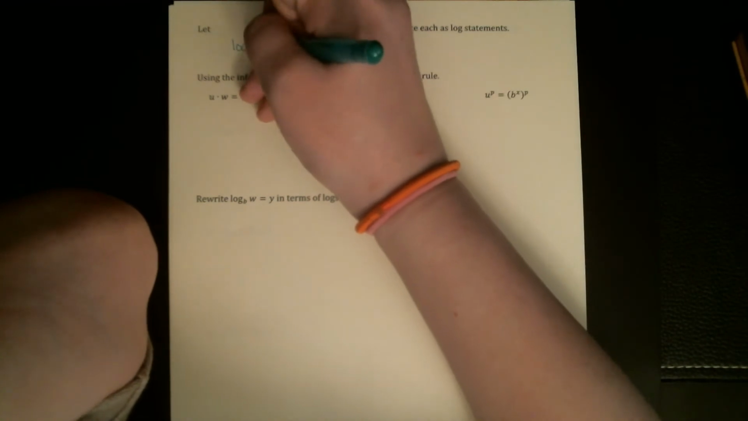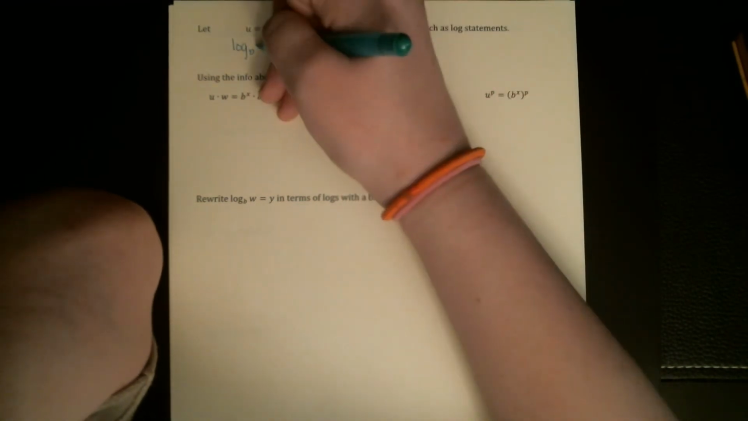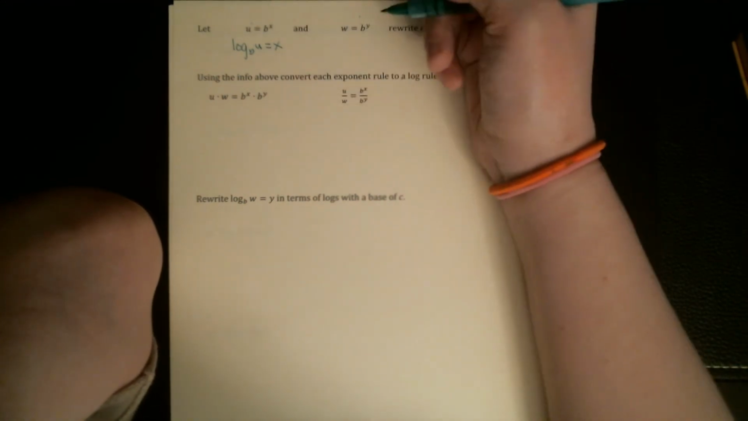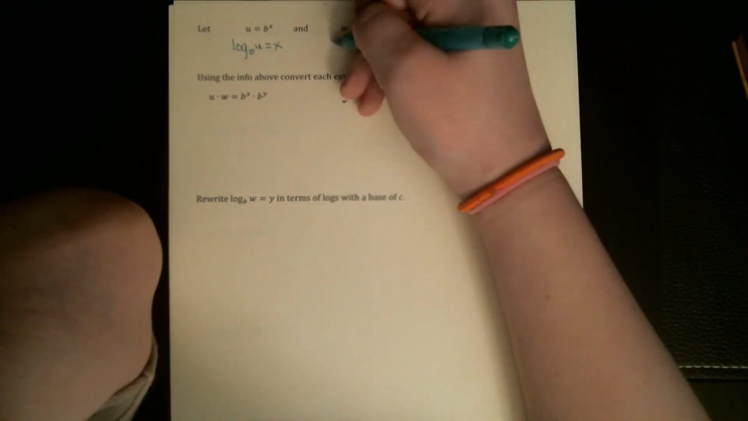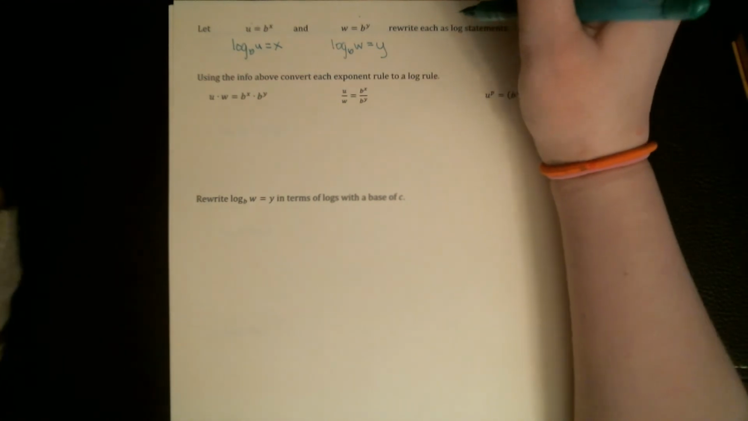Okay, so if u is equal to b to the x, then the log base b of u should equal x. And if w is equal to b to the y, then the log base b of w should equal y. So this is just our standard rewrite an exponential statement in log form thing.